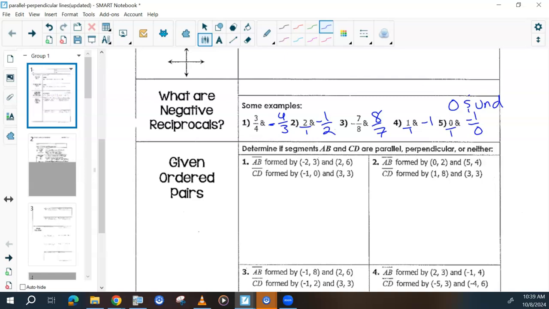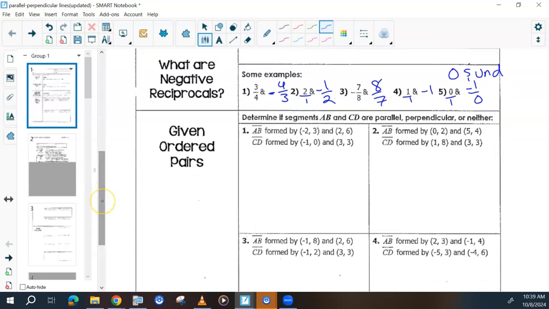Okay. So you may have seen this in geometry where we kind of did this. We're going to touch on this and then move on to other things. So we're going to determine if these are parallel, perpendicular, or neither by using our slope formula. I will write that off to the side. y2 minus y1 over x2 minus x1.